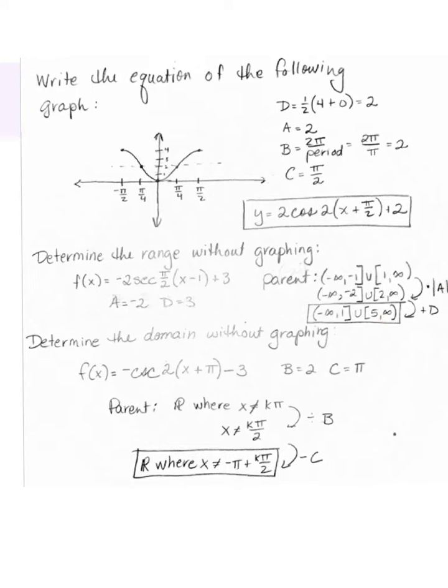End up there. We're going to determine the domain of cosecant without graphing. So the parent function domain for cosecant is all reals where x is not equal to k pi. To this, we divide by b. B here is 2. And then we subtract c. C is pi. So this ends up being my domain for my cosecant function.